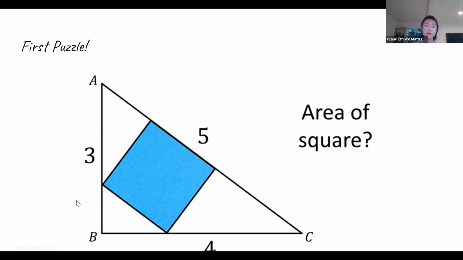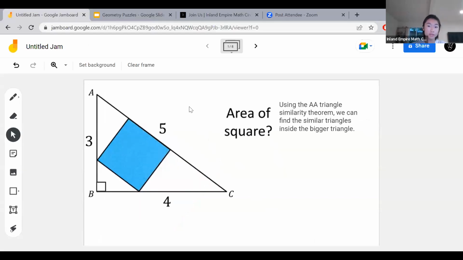So the square is inscribed inside this triangle. You guys got anything? Any guesses? No? All right, that's fine. Don't worry about that. So let's go and try this out. We're going to look at this on a Jamboard here, so I can draw on it.